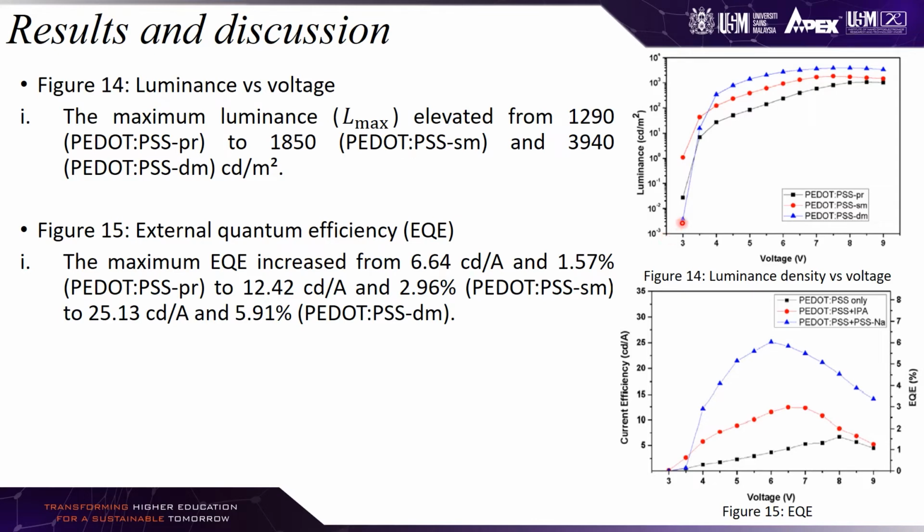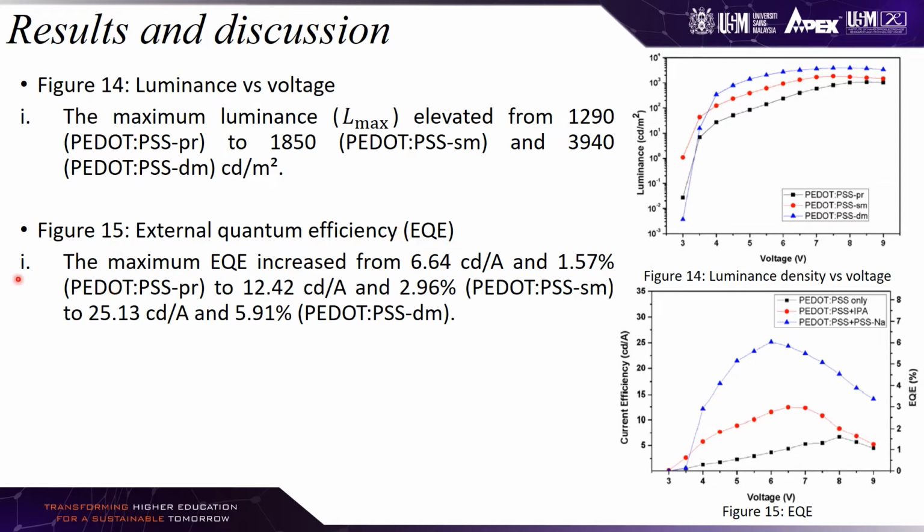So we can see from this graph, the blue line is represented by PEDOT:PSS-DM, the black line by PEDOT:PSS-PR, and the red line by PEDOT:PSS-SM, which is a solvent modification. The blue line is a dopant modification, and the black line is a pristine perovskite film.